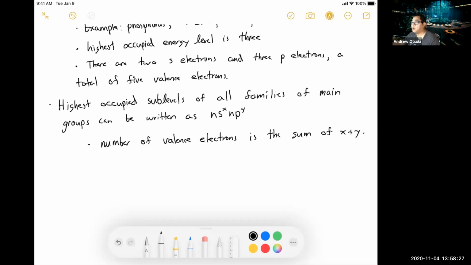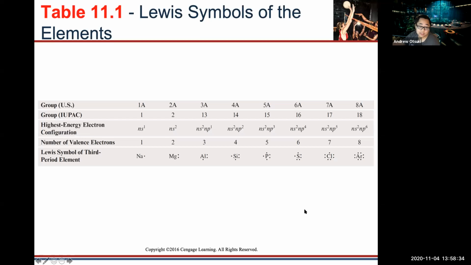Okay, so now let's go back to the lecture slide because there's an important table I want to show. So we see here that in our group naming, if you use the US notation, it can tell you how many valence electrons are in those groups of elements. For example, here are my group numbers and here are my electron configurations, and we can see the group number will equal the number of electrons in the sublevels: 1, 2, 2 plus 1, 3, 4, 5, 6, 7, 8. And you see that'll match almost completely.